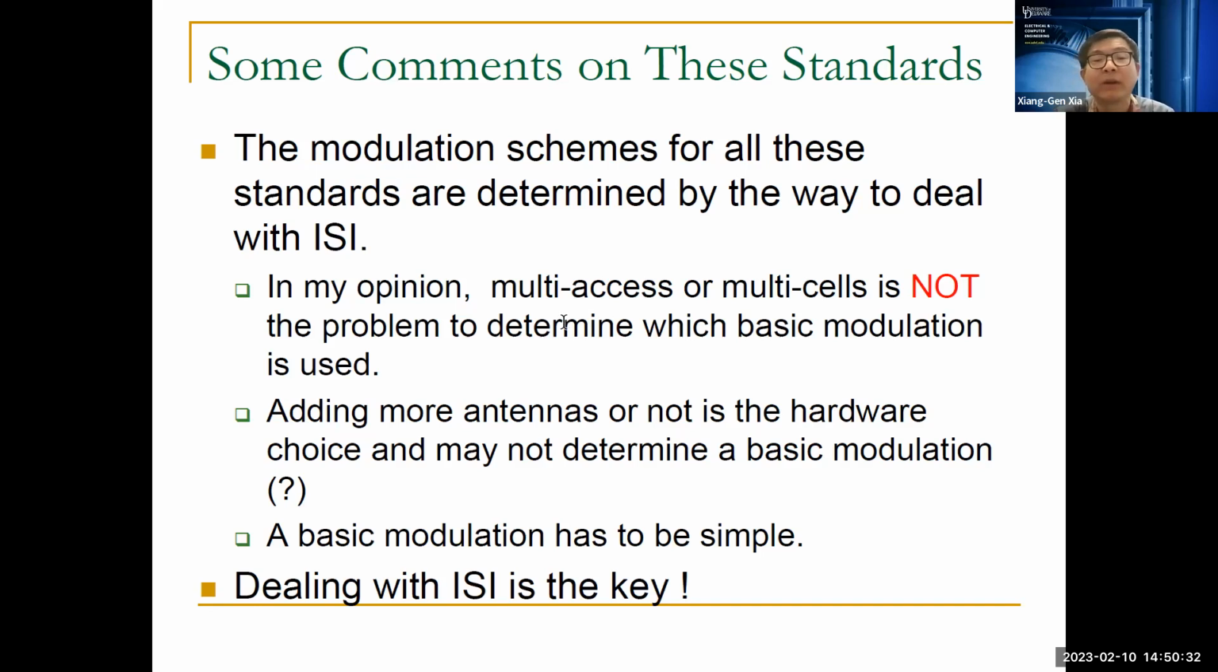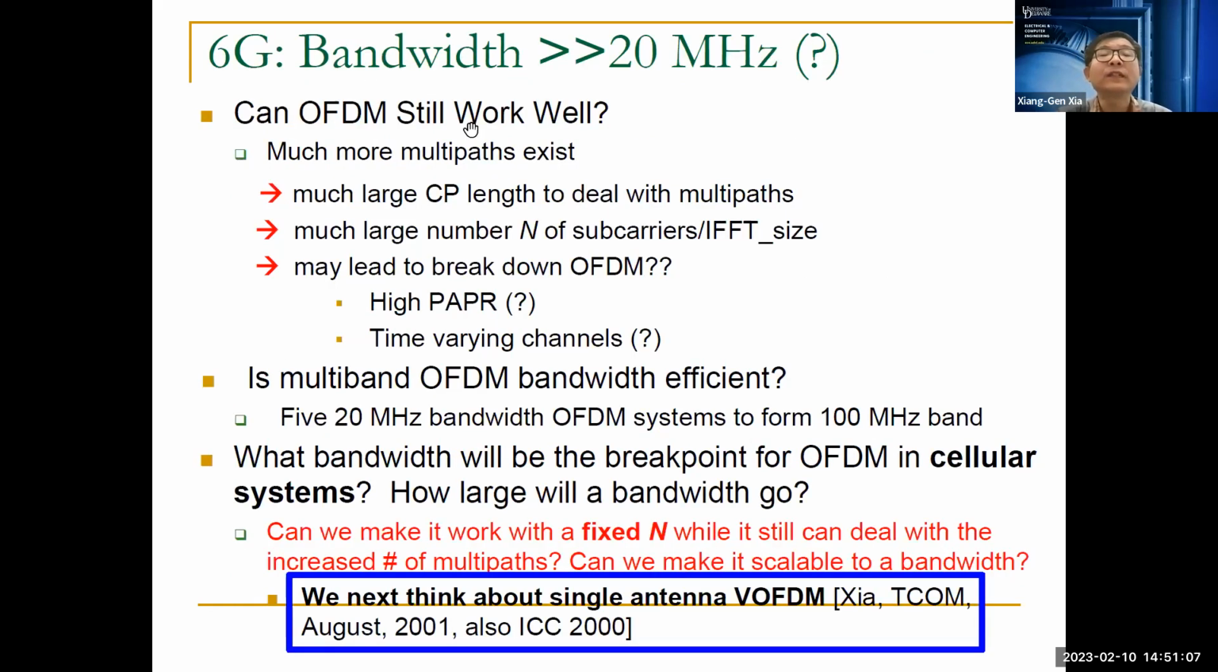Any communication is not a problem. The problem is that you have so many users, multi-users, right? So you have to share, and dealing with the cell is very important. But in that case, anyway, multi-access and multi-cell is not the main problem to determine which basic modulation is used. And adding more antennas or not is a hardware choice, and in my opinion, may not determine a basic modulation. In my own opinion, a basic modulation has to be simple, and dealing with multipath or intersymbol interference is the key. Okay, so for 6G, people talk about much higher than 20 megahertz bandwidth.